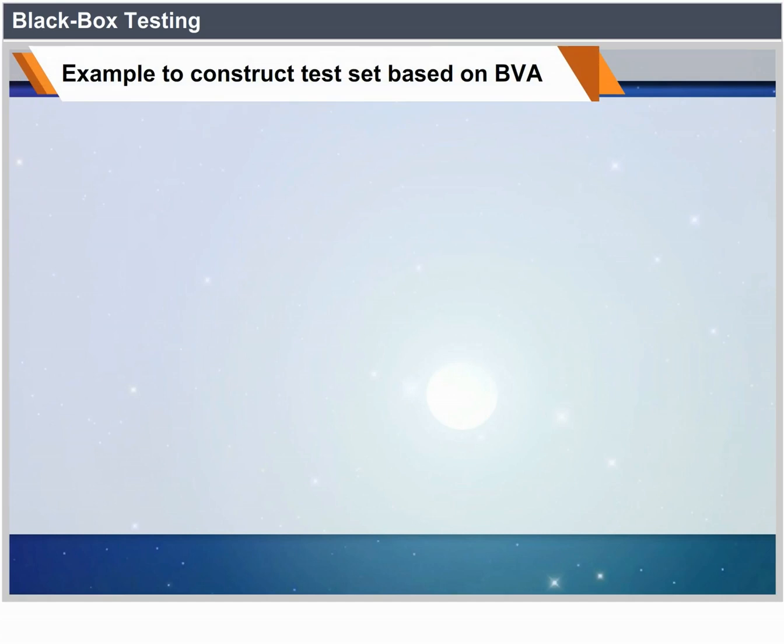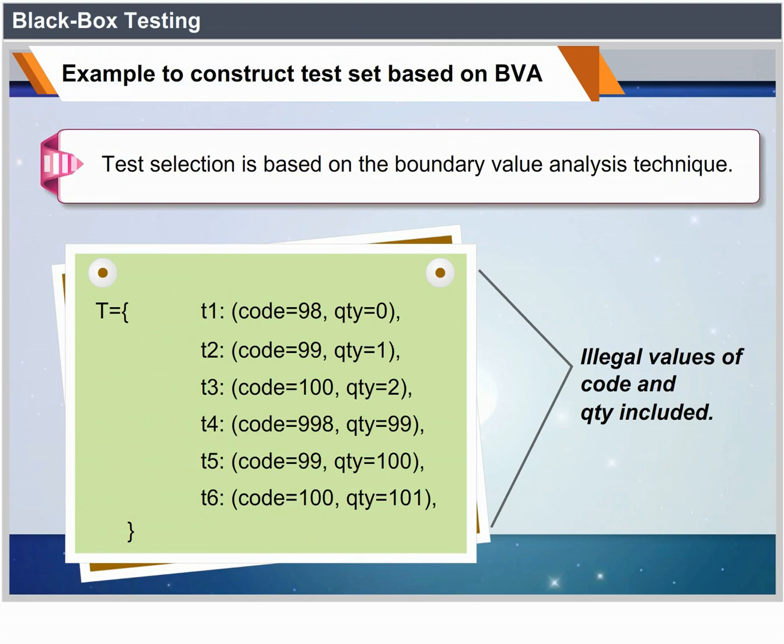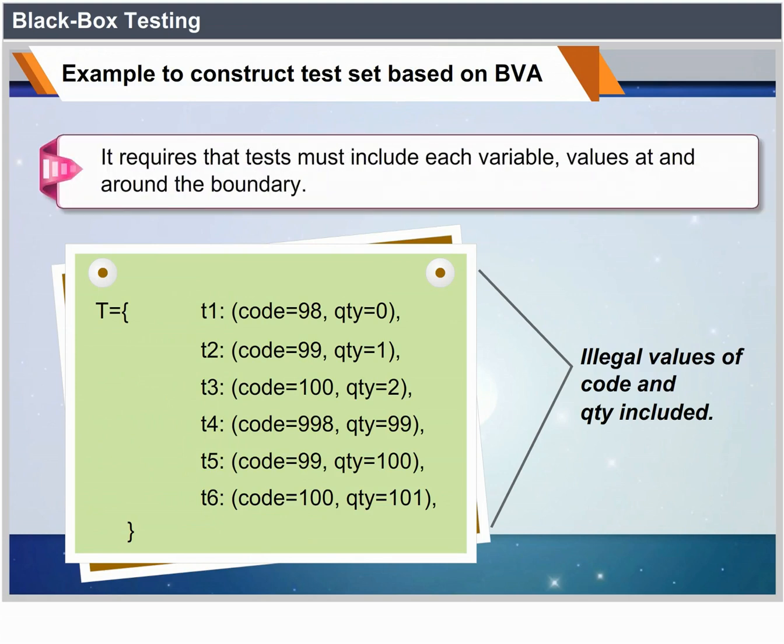Example to construct a test set based on BVA. Test selection based on the boundary value analysis technique requires that the test must include, for each variable, values at and around the boundary. T1: code 98, quantity 0, and so on as shown.